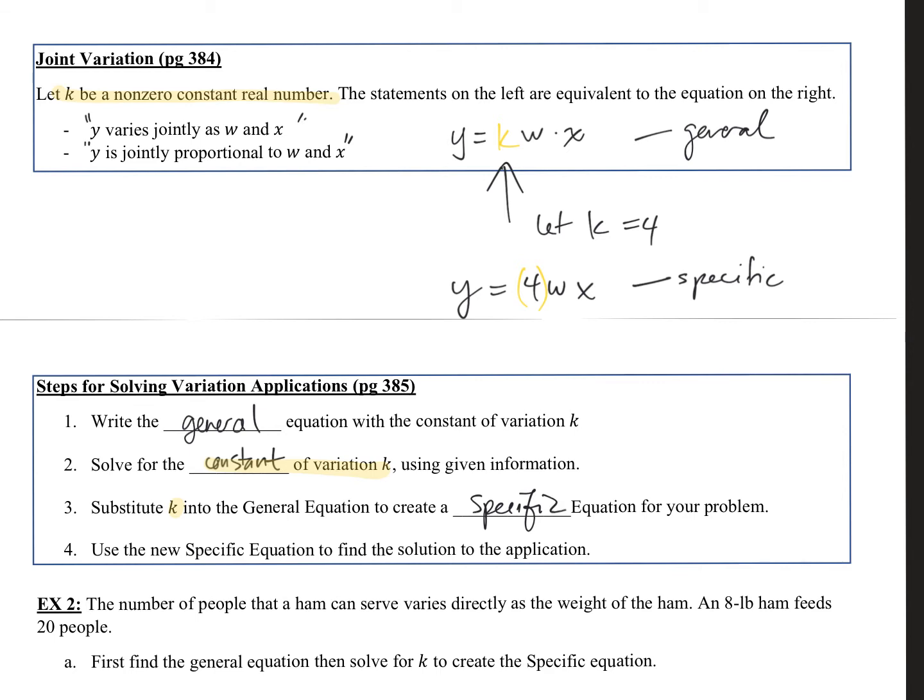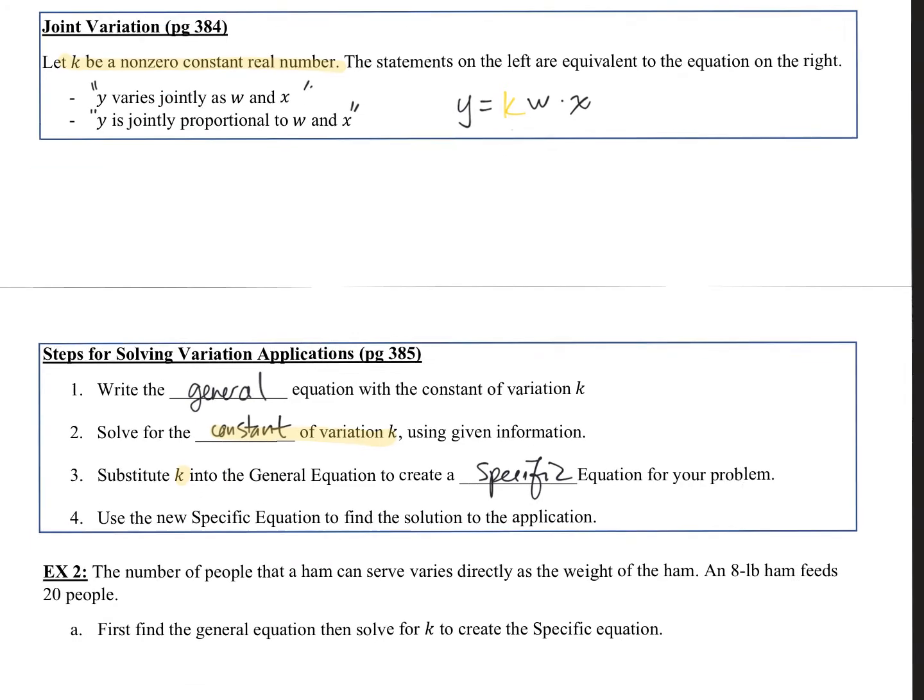Okay, so we want to get to our specific equation. And how do we find it? By first finding k. All right, so then after we have that, the last thing we would do is use our new specific equation to find the solution to the application. Okay, so let's look at some examples.